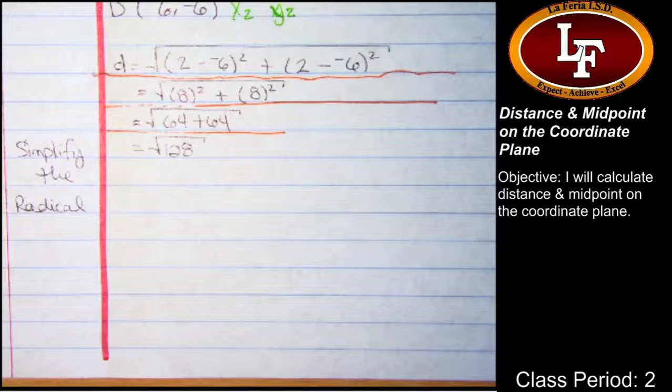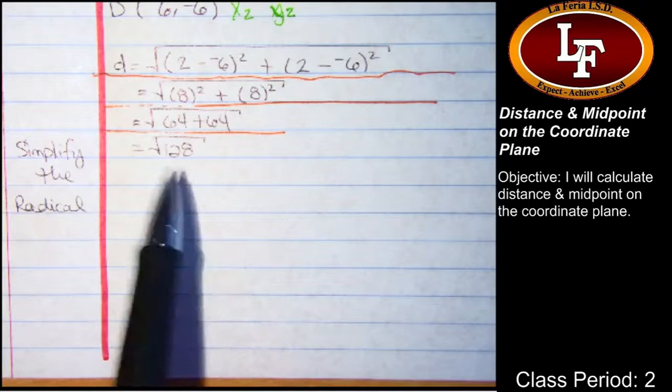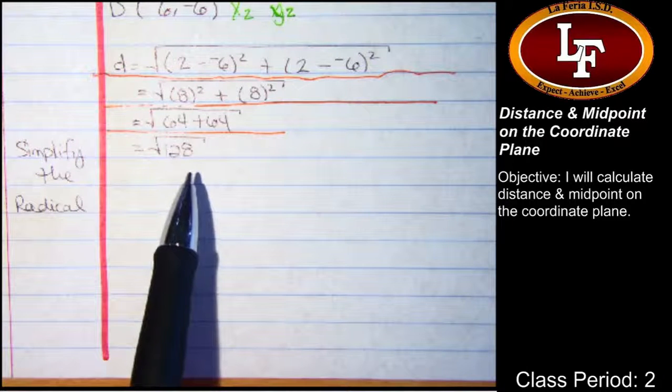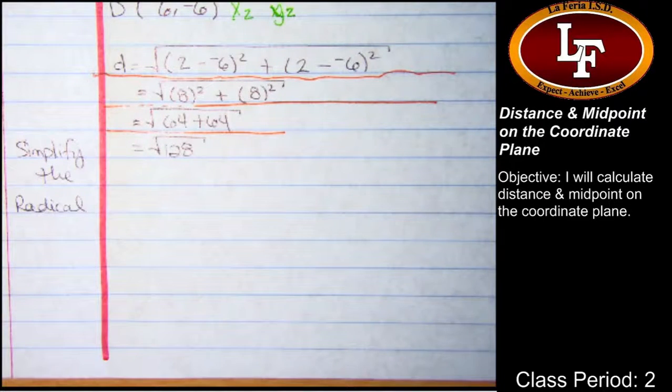What the radical is asking is, what number do I need to multiply to itself twice to give me the number inside? That's what this radical is asking. Do you want to write that over here?